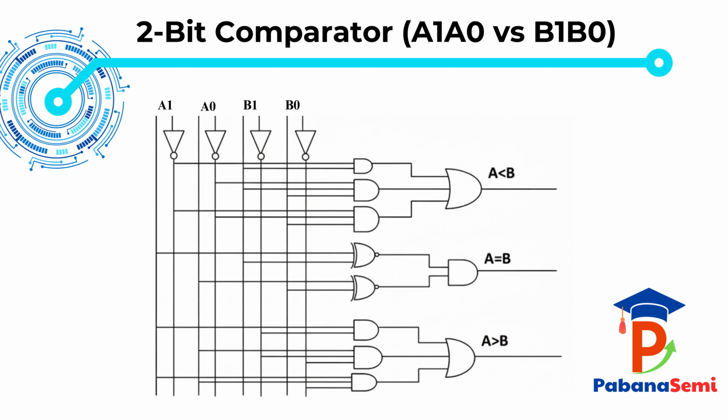Finally, the A greater than B output at the bottom follows the same hierarchy. Either A1 and B1 bar, or MSBs are equal and A0 and B0 bar. Notice the structured architecture. Top section, less than logic. Middle section, equality logic. Bottom section, greater than logic. This layered MSB priority design is exactly how scalable comparators are built inside ALUs and processors.